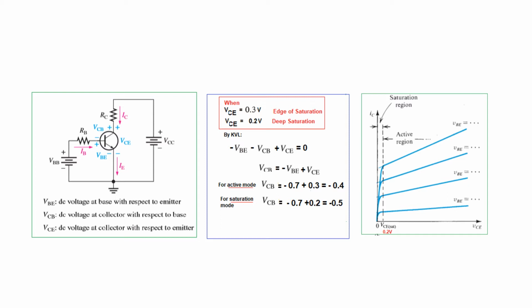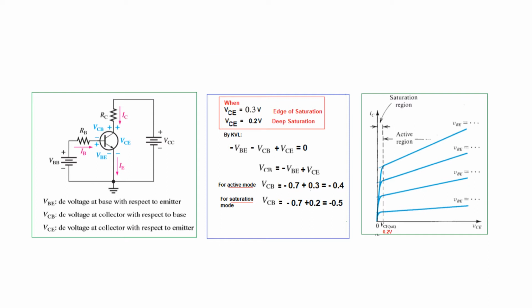But if we plug in this value for the saturation, VCE is equal to 0.2, and then we'll get an answer of minus 0.5. So if VCB is minus 0.5 or greater in the negative, that is minus 0.6, minus 0.7, then we'll say that the transistor is in saturation mode. So you don't have to really remember this. If you just remember this, then you can easily calculate the value of VCB for active mode and saturation mode.